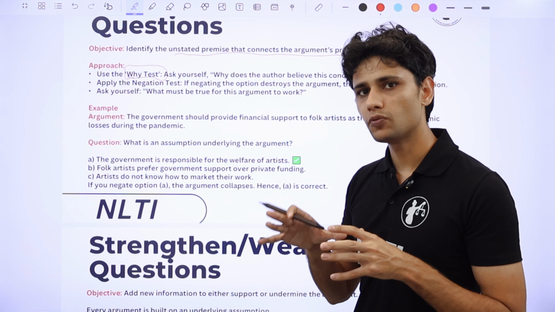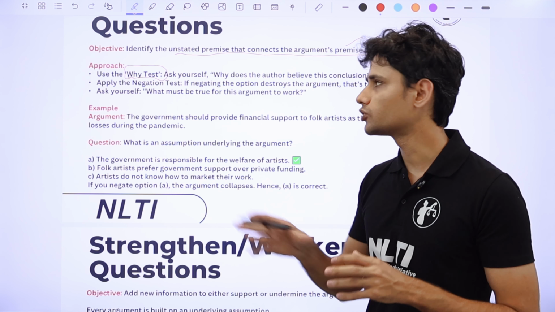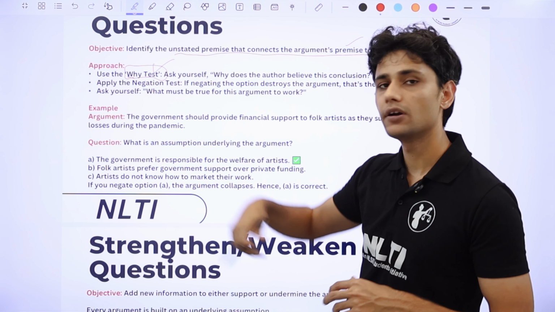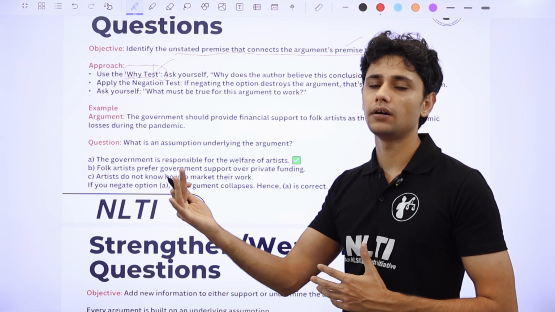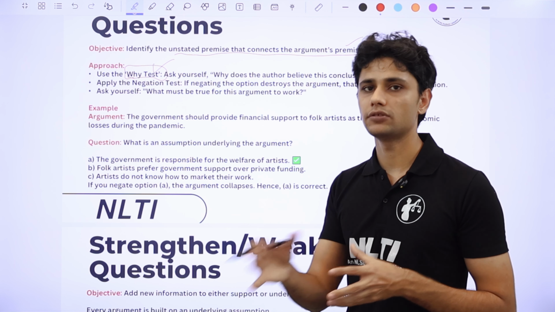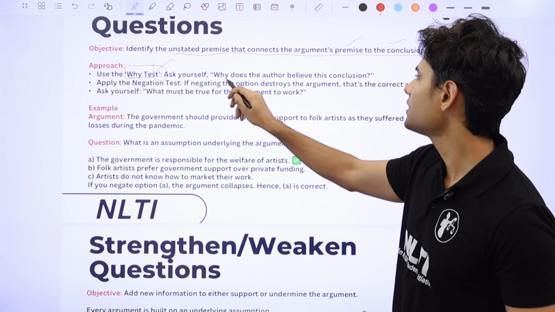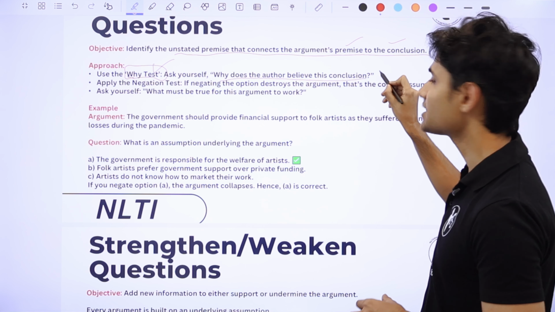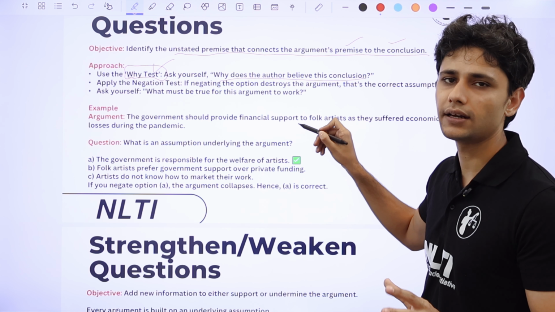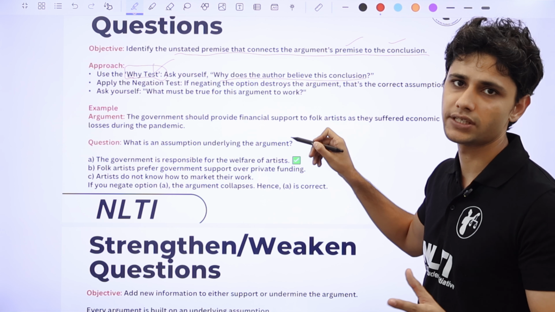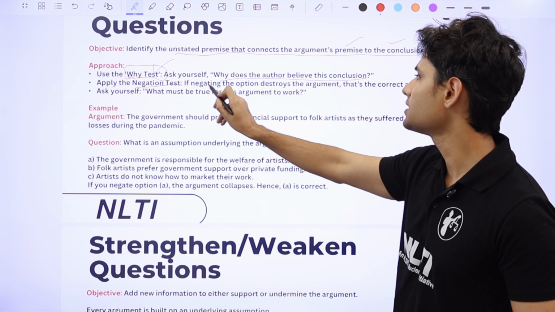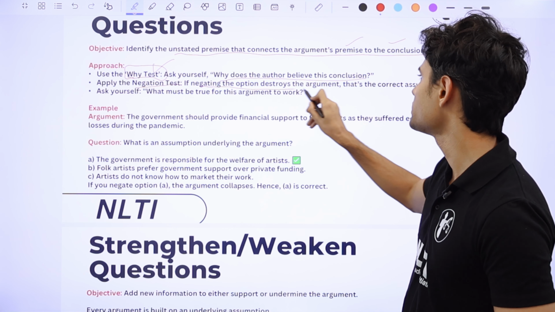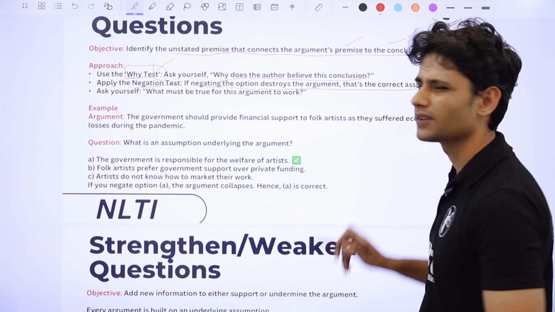So anytime you want to dig out what is an assumption, use the why test. Ask yourself why that conclusion is true. Why is this conclusion being arrived at by the author based on the premise? So why does the author believe in the conclusion? If you ask this question to yourself, you'll automatically come up with something, and that is one of the assumptions that the author has made. Apply the negation test. What it means is that if negating the option destroys the argument, that is the correct assumption.